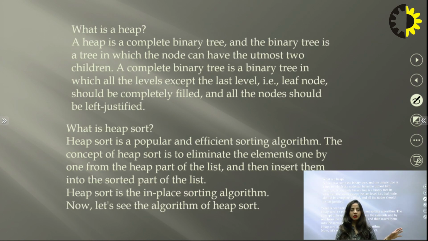Now, what is heap sort? Heap sort is a popular and efficient sorting algorithm. The concept of heap sort is to eliminate the elements one by one from the heap part of the list and then insert them into the sorted part of the list. Heap sort is an in-place sorting algorithm. Now, let's see the algorithm of heap sort.